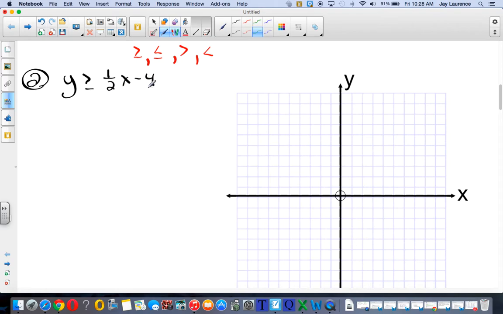How am I going to do this one? Well, it's going to start off the same way as the one we just did. The slope is going to be 1/2. The y-intercept is going to be (0, -4). So I'm going to plot (0, -4), and then I'm going to rise and run. I'm going to rise 1, run 2, rise 1, run 2, rise 1, run 2. And I'll go down 1 and back 2. And then I'm going to draw my line.